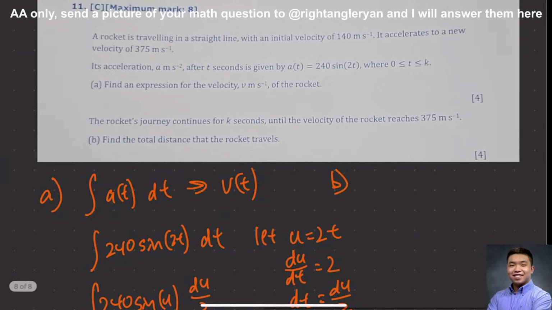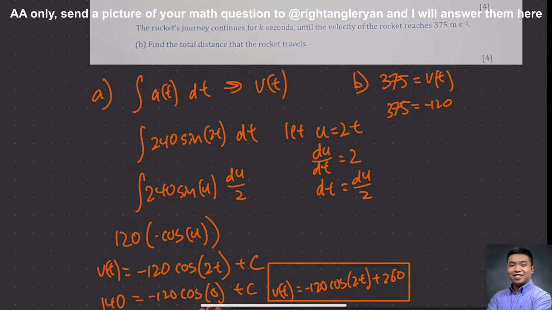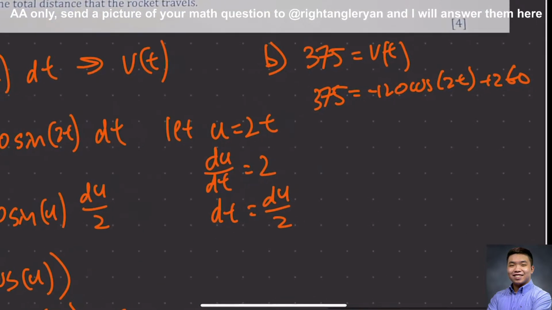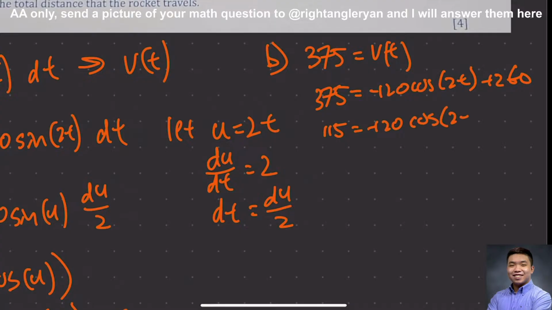Okay, so first we need to find the entire journey, right? So when does the velocity reach 375? So we put 375 equals v(t), right? So 375 is equal to my velocity function, negative 120 cosine 2t plus 260, right? So if we move the 260 over, then we're going to have 115 equals negative 120 cosine 2t.